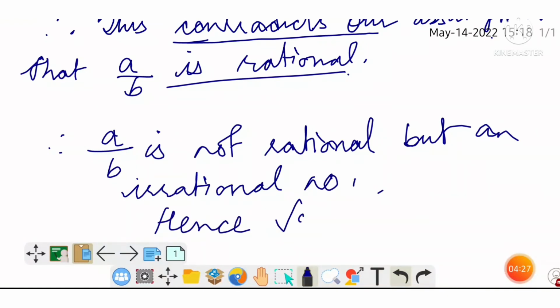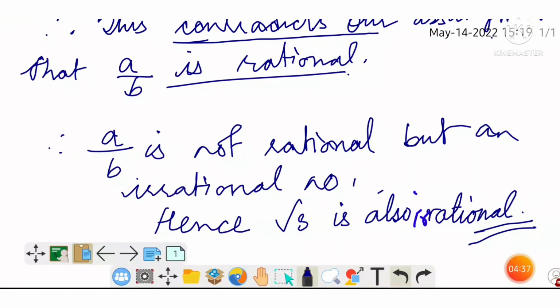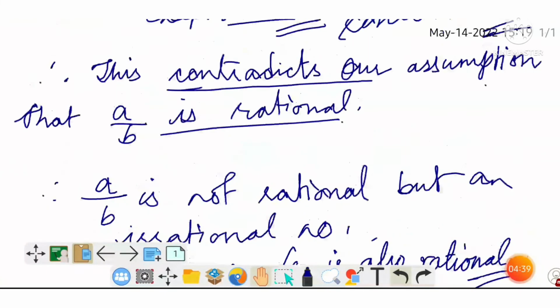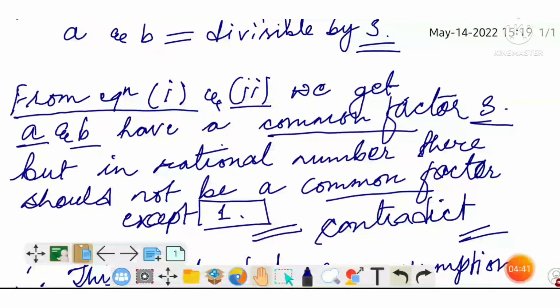Hence, root 3 is also an irrational number. So in this way, you have to prove by the method of contradiction that the number is irrational.